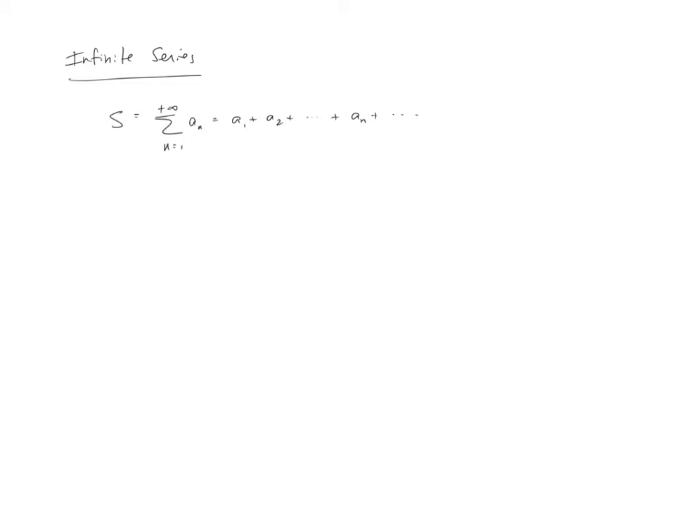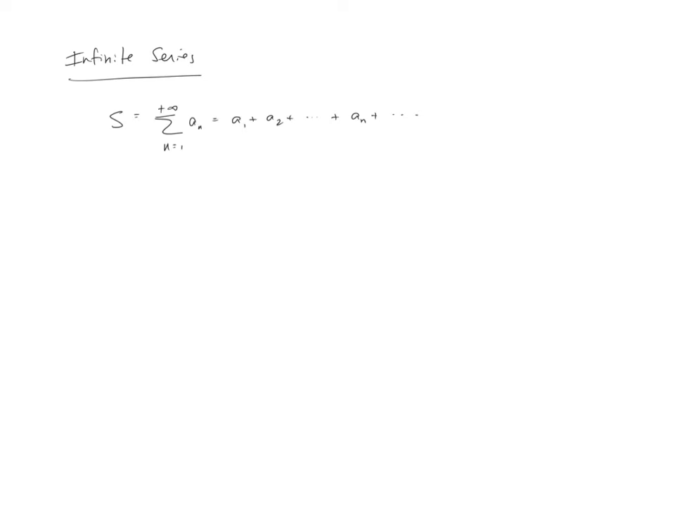So what I have up here on the screen so far is just a standard infinite series. You can see the notation is sigma here. We're going up to positive infinity, and I've laid it out term by term: a sub 1 plus a sub 2 plus a sub 3 plus a sub n plus, and then we continue on. So there's our standard infinite series.